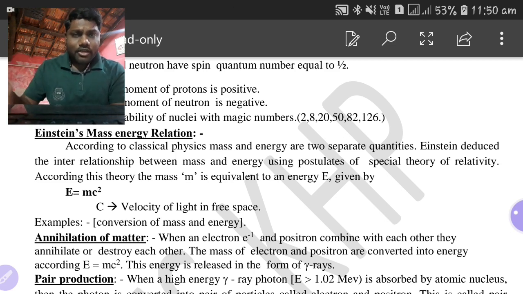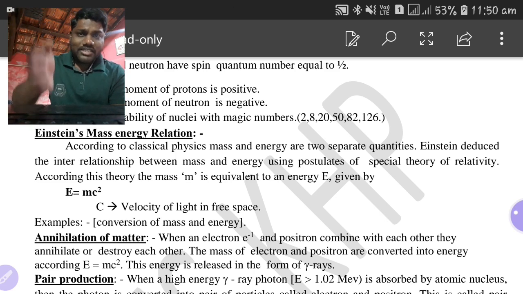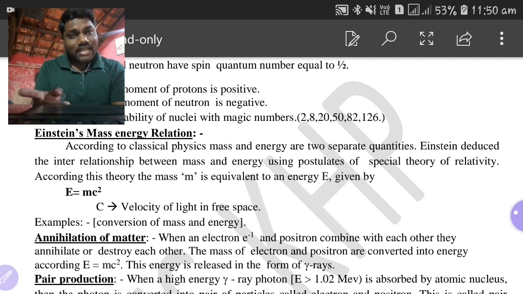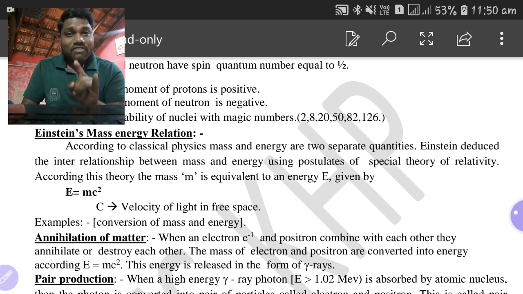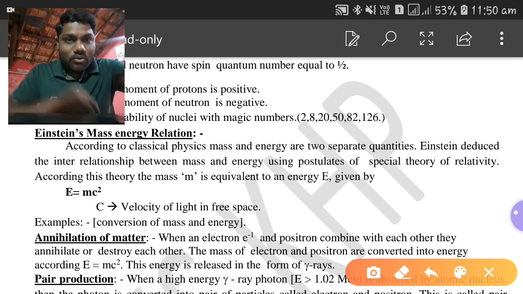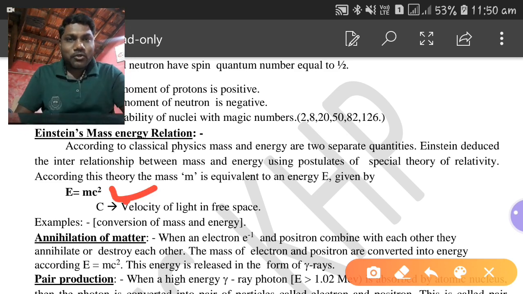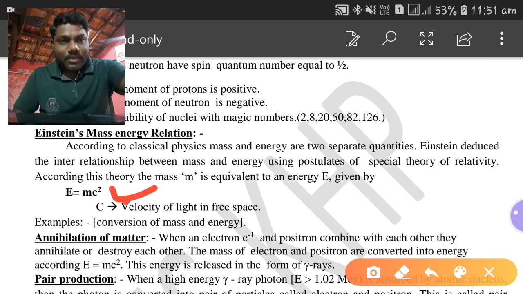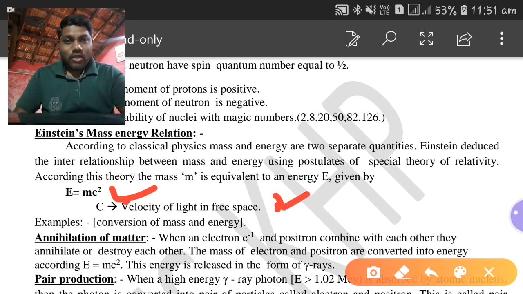According to his special theory of relativity, he says that mass is equivalent to energy and energy is equivalent to mass. That means mass can be converted into energy and energy can be converted into mass. His theory clearly says that mass and energy are interconvertible quantities. And he gave a relation between energy and mass, known as the mass-energy relation, given by E is equal to mc square, where E is energy, m is mass, and c is the velocity of light in free space or in vacuum.